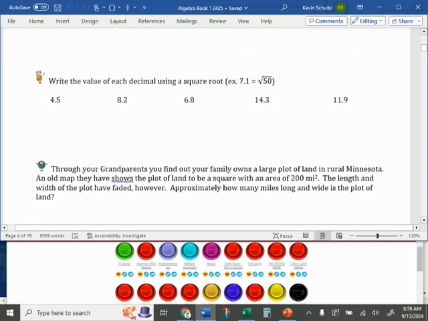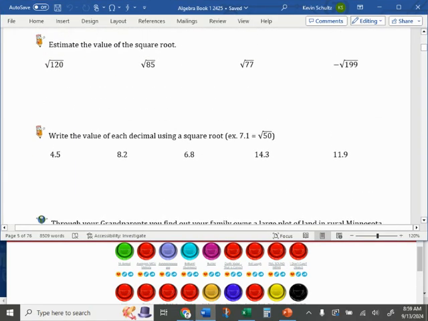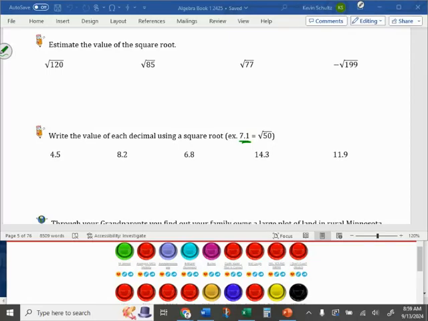Alright, the next page, you've got some stuff that we haven't talked about yet. This top part is similar to what we did. This section here says, write the value of each decimal using a square root. I'm essentially going the other direction now. If I give you 7.1 as a decimal, I want you to approximate what the original number was that would give you that root. So you're thinking, okay, 7.1, I know that 7 squared equals 49, so 7.1 is going to be about the root of 50.